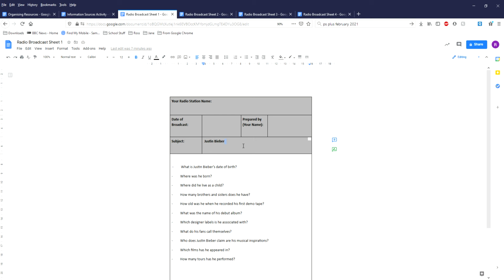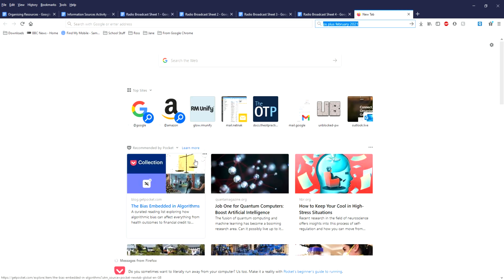And the way this is a bit different from other things we've done like this is the entire point of this is to get some sort of script, something somebody can read off of for a radio broadcast. So we don't just want the answers written down, we want it in sort of like an essay. So it's asking what is Justin Bieber's date of birth. Well, seeing as I can't actually remember, I am going to type it in.